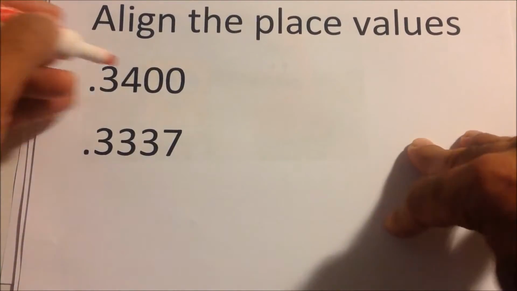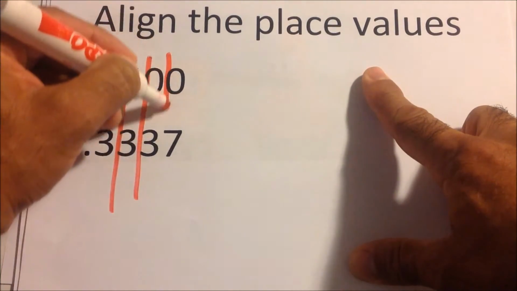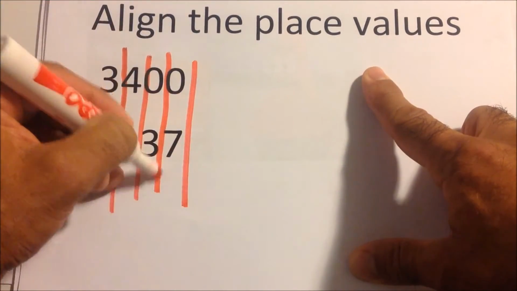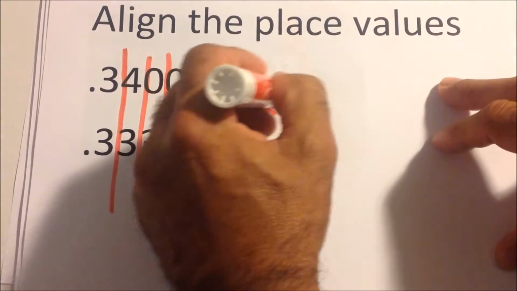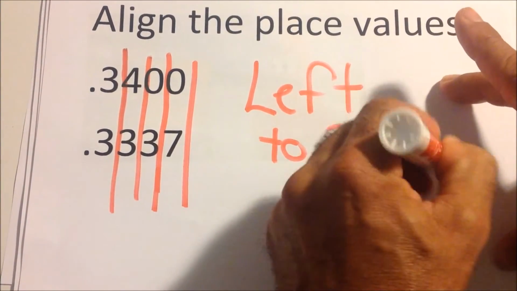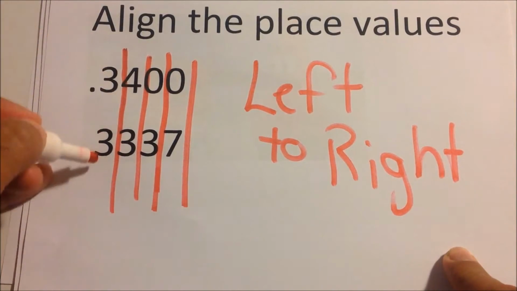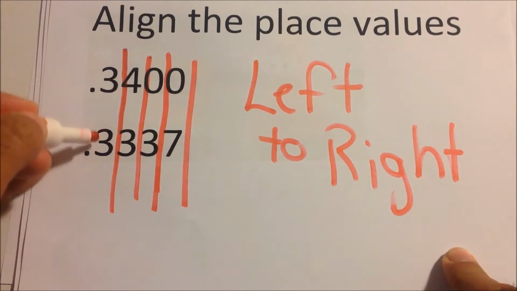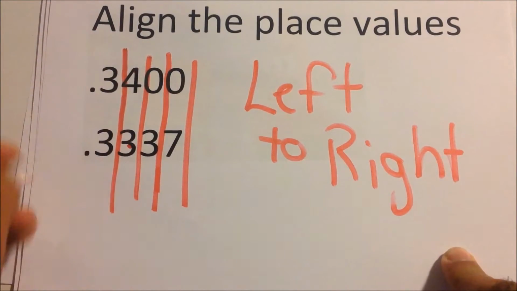So all we're doing is, we can make lines like this, and you can do this in the beginning, but you'll get better at this, so you don't have to do this all the time. And go left to right. So let's go left to right. They both share a 3. We're starting here, so they're both even right now. Then keep going. Here's a 4, here's a 3. You can stop right there.